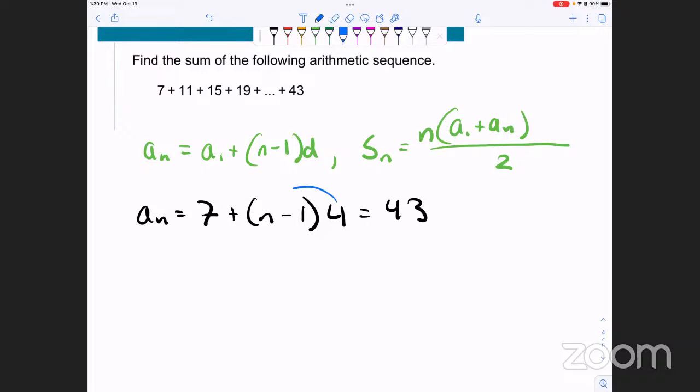Okay, so we can start by distributing this 4. Okay, I'm kind of liking my little colors at the top there. It's working for me. It's convenient and it's not disrupting my writing. That's what I like about it.